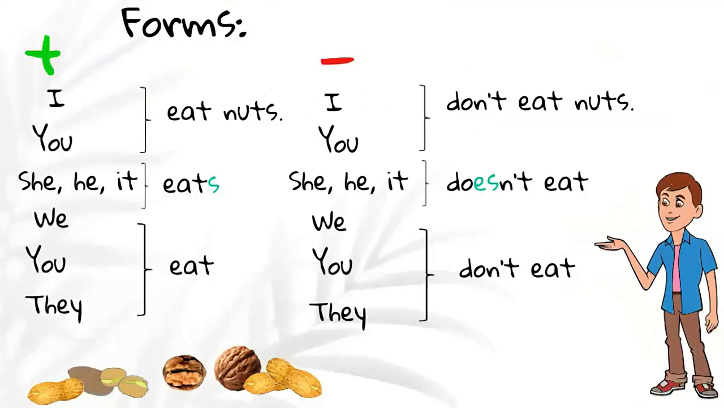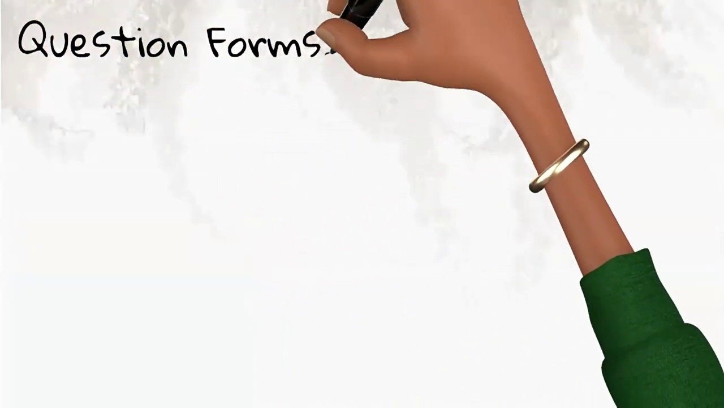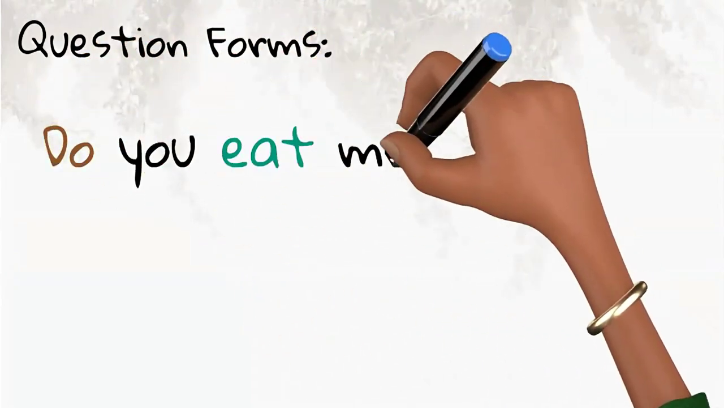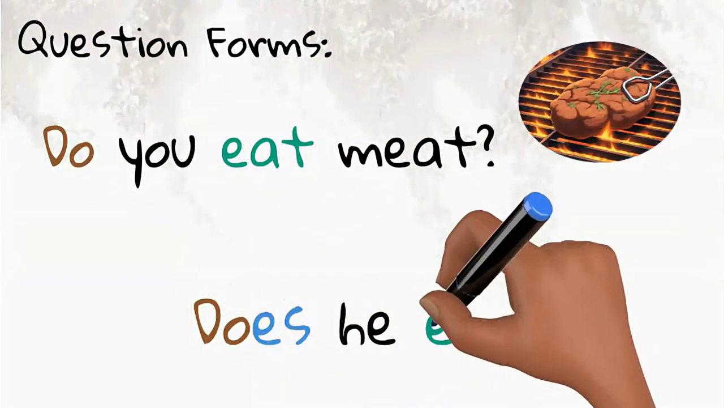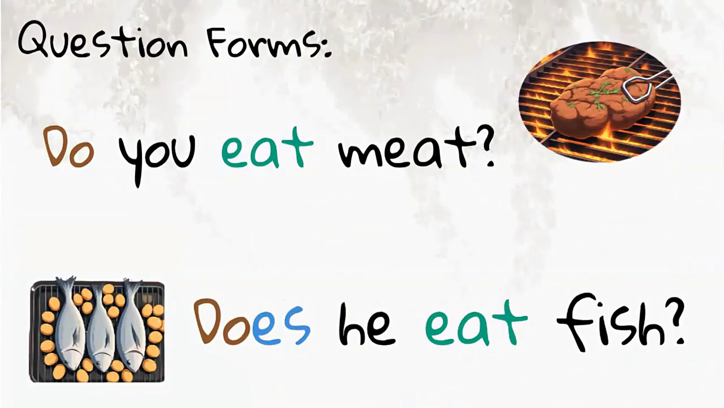Then you have the negative. And in the negative, you just add don't, or doesn't for the third person singular. That's about it. Now, quick look at the question form. Do you eat meat? Or does he eat fish? Does.